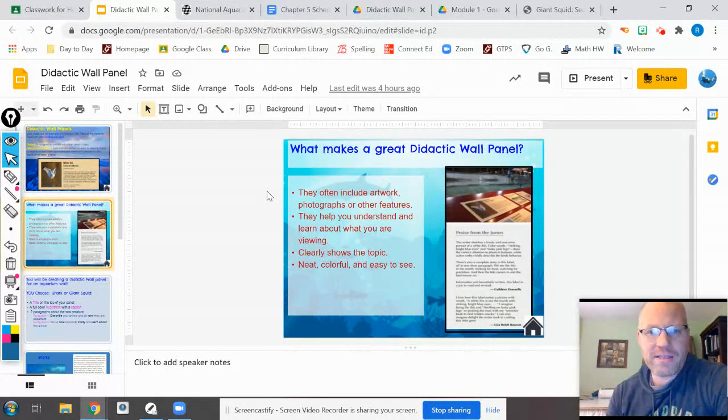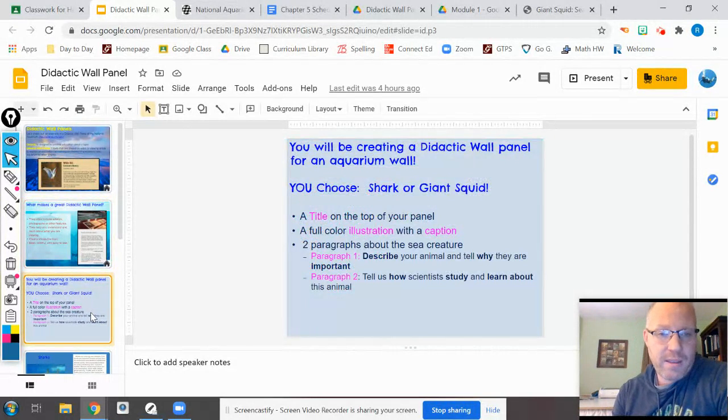Now, what makes a great didactic wall panel? They often include artwork. They often include pictures, color pictures, photographs, or other features. They help you understand and learn about what you're viewing. Clearly, they show the topic. They're neat, they're colorful, and they're easy to see.